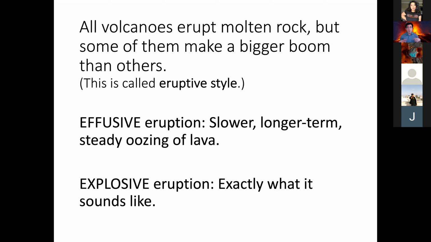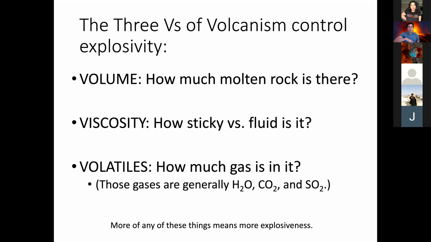So the mineral structure is a really important factor of explosiveness. I told you this stuff is basically all how chemistry controls physics. So I'll show you mineral structures again in a second. But eruptive style is controlled by what we call the 3 V's of volcanism.